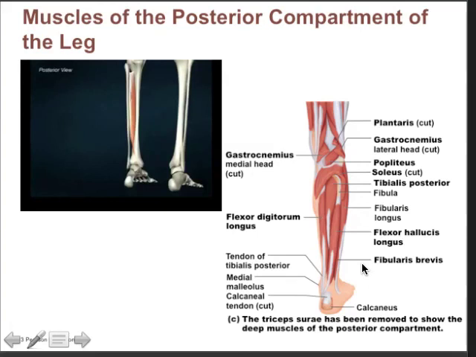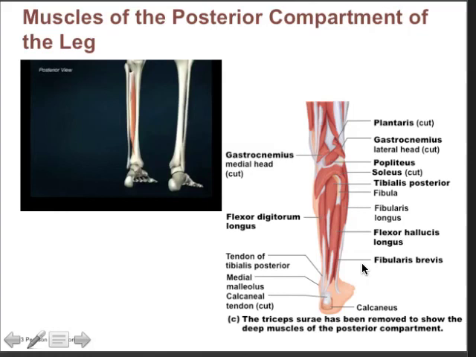Okay, here you can see some of the deeper muscles of the posterior compartment of the leg. What we're looking at here are the flexor digitorum and hallucis longus. You can see a little bit of the fibularis brevis. And if you look really close, you can see one of the deepest muscles, which is the tibialis posterior, again, which runs on the backside of the tibia.